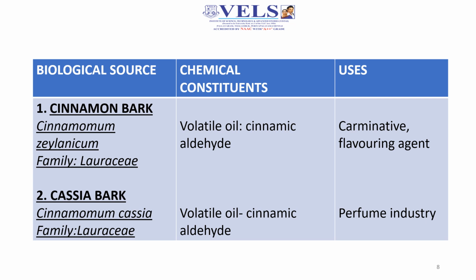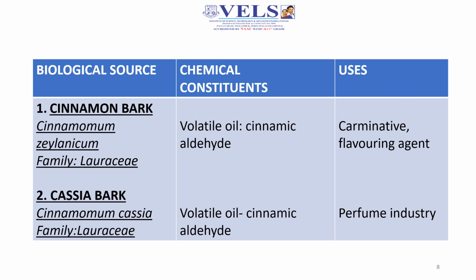Then biological source, chemical constituents, and uses of the two barks I have selected. The first one is cinnamon bark, Cinnamomum zeylanicum, belonging to family Lauraceae. It contains volatile oils like cinnamic aldehyde, also known as cinnamaldehyde. Its uses are carminative and flavoring agent.